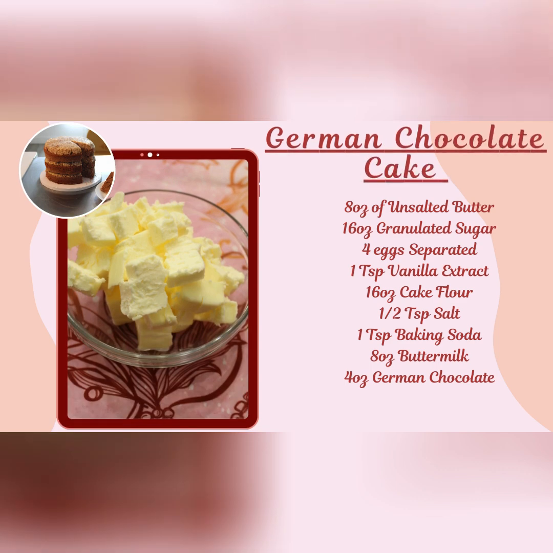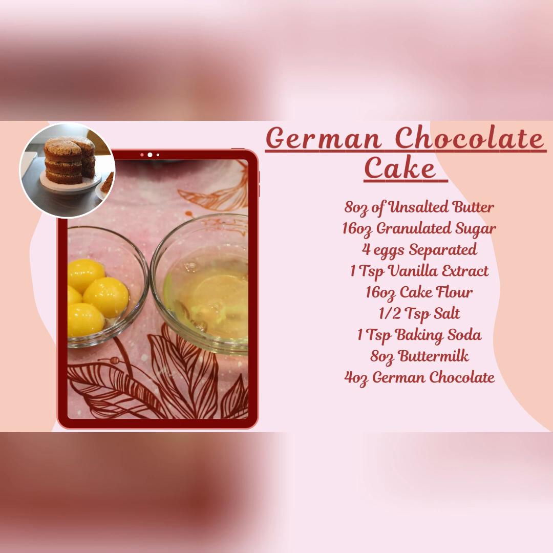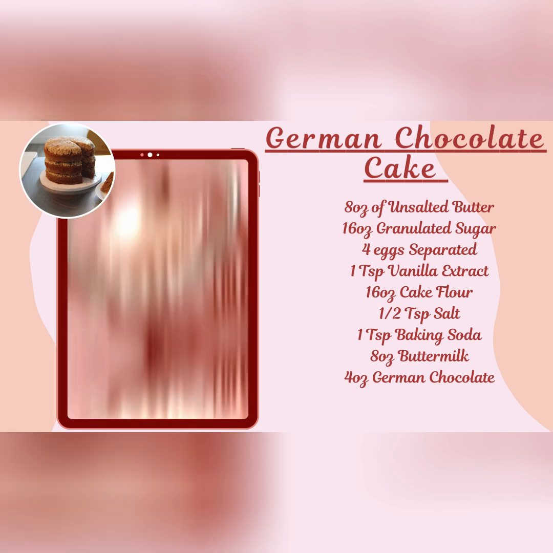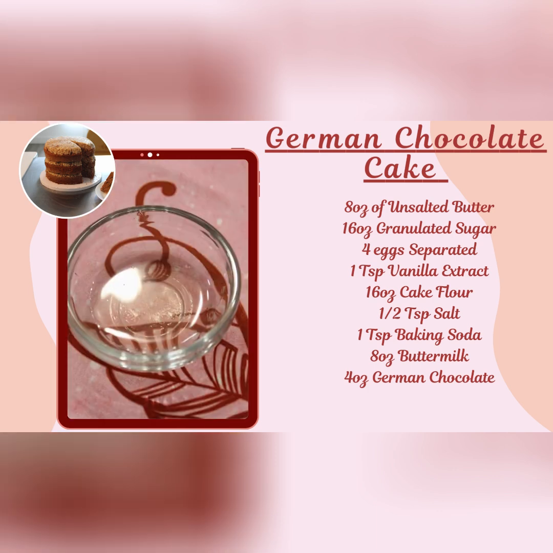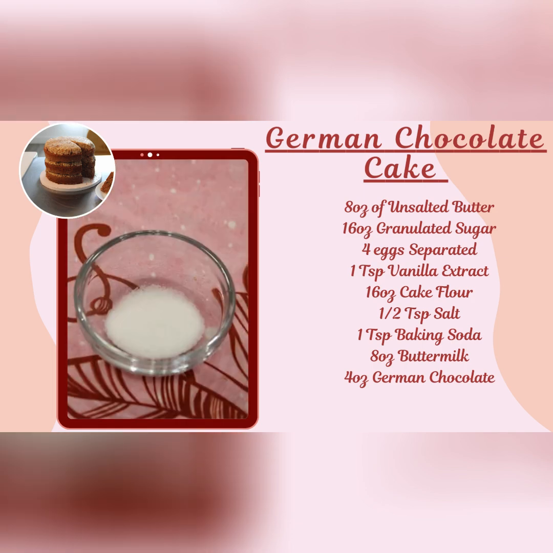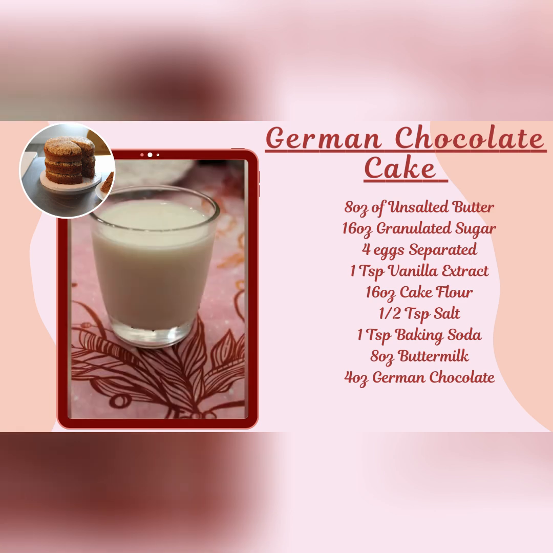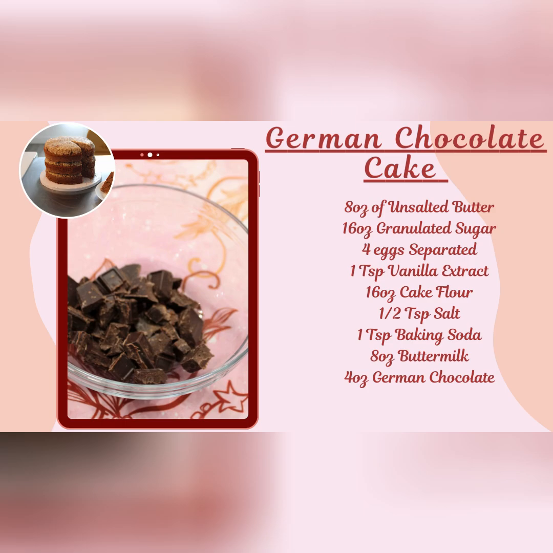All right, everybody, it's that time again. Get your photographic memory out, your pen and paper, because these are the ingredients for our German chocolate cake. For our cake recipe, you're going to need 8 ounces of unsalted butter, 16 ounces of granulated sugar, 4 eggs separated, 1 teaspoon of vanilla, 16 ounces of cake flour, half teaspoon of salt, 1 teaspoon of baking soda, 8 ounces of buttermilk, and 4 ounces of German's chocolate.